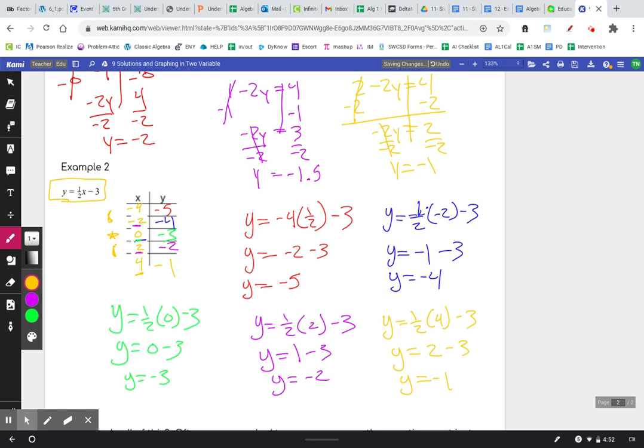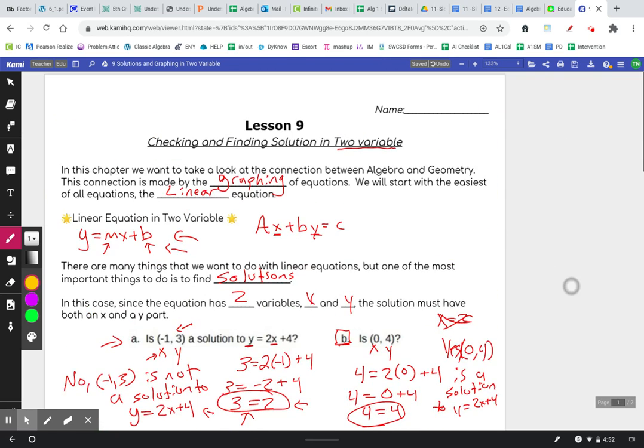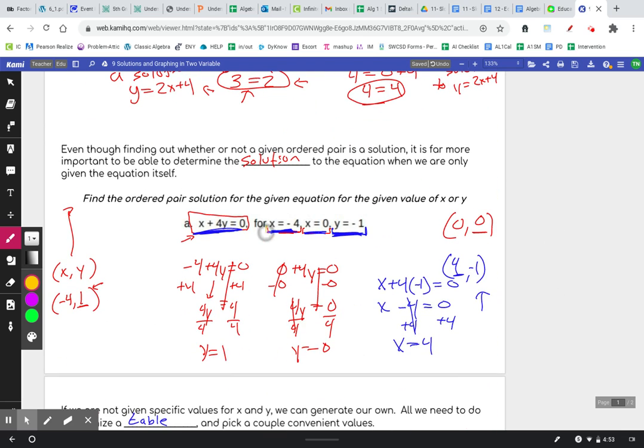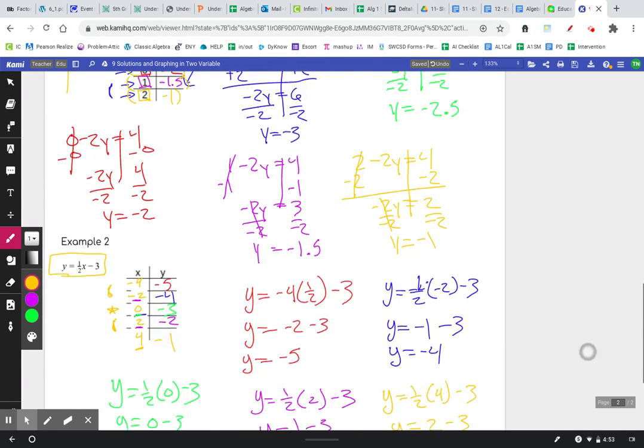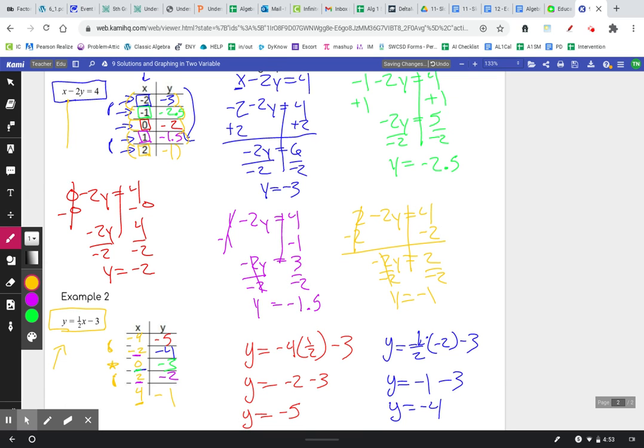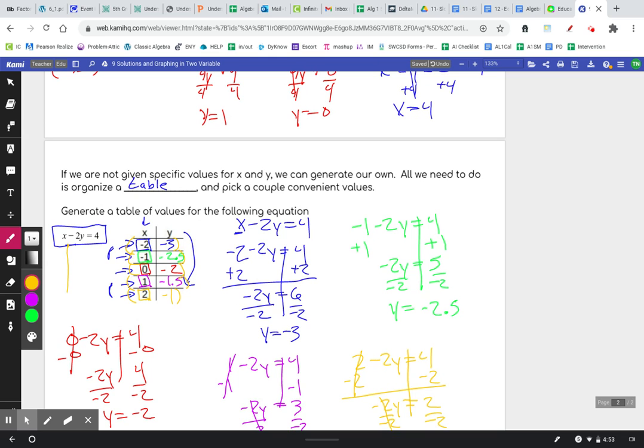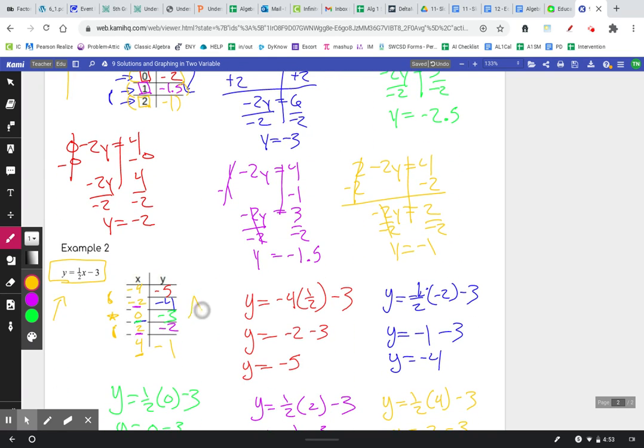Okay. To summarize, we found solutions. Sometimes we were given the equation itself, and we were asked, can you check and verify and see if that actually is a solution? And we plugged those values in. Sometimes we were given just half, right? They said, here's the x value, find the y value, or vice versa. Here's the y value, find the x value. And last but not least, we were just given an equation, and they gave us the freedom to pick values ourselves. It asked us to generate a table of values for the following equations. We just found 5 solutions here, and up above, we found 5 solutions there as well.